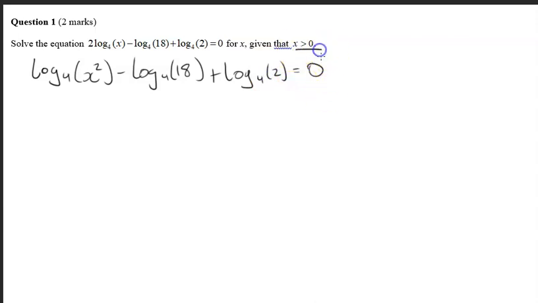Now there's a little thing here that says x has to be greater than 0, and you'll see why this is the case. It has to do with obtaining an x squared. We'll get to that in a second.